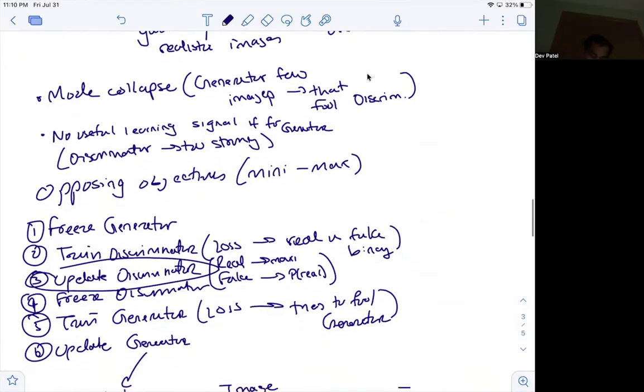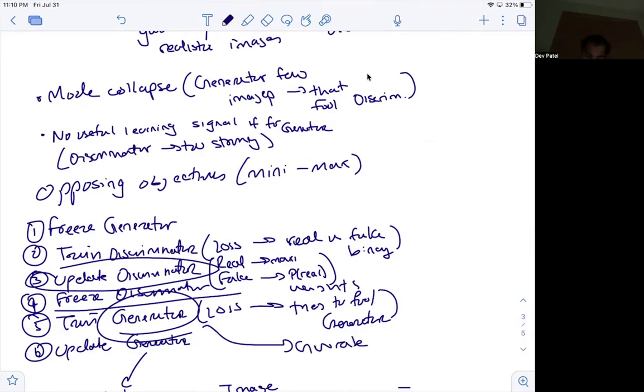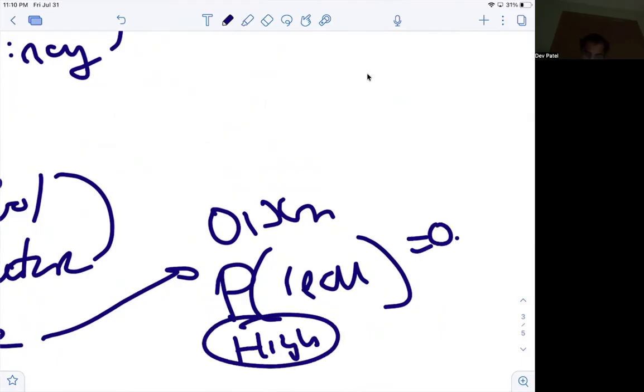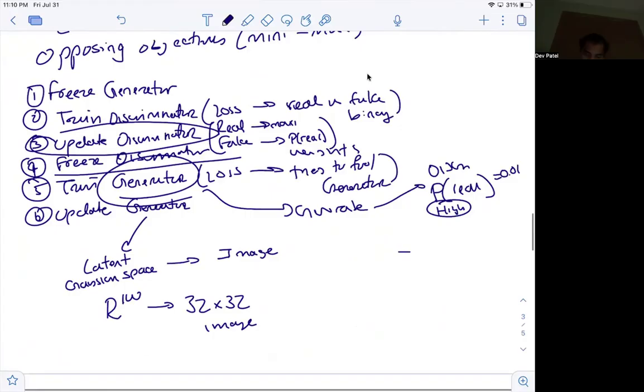Once we've updated the discriminator, we freeze the discriminator's weights. Then we train the generator. The generator is going to produce an image and feed it back to the discriminator, and we see what the probability of real is. Now, if the probability of real is very high, then that's what we want. If the probability of real is low, then that's not a good thing, and that's a large loss.